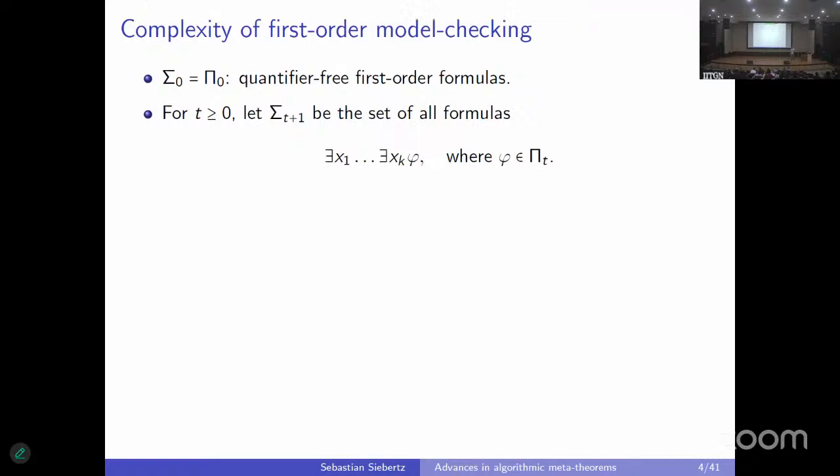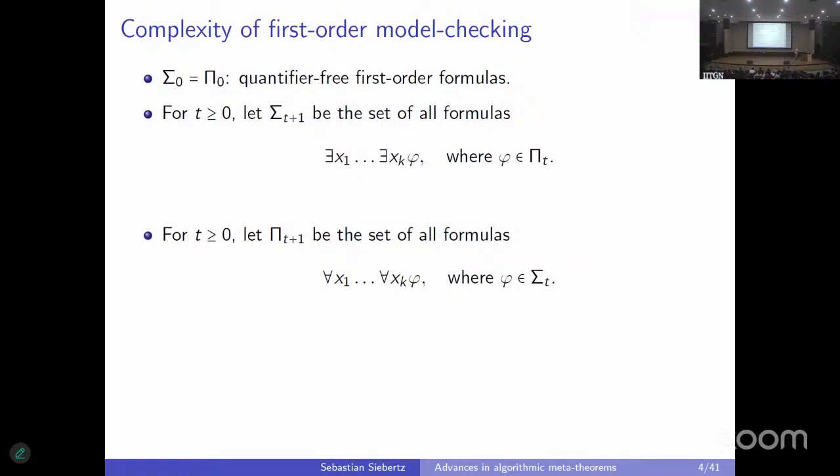What we define now is the alternation rank of a formula. So we start with sigma zero equal to pi zero, the quantifier-free formulas. And now we define pi t and sigma t. I define sigma t plus 1 to be the set of all formulas that start with an existential quantifier block, and pi t plus 1 all the formulas that start with a universal quantifier block followed by a sigma t formula. So it's about the alternations of the quantifiers.